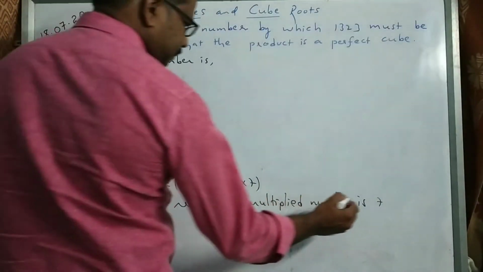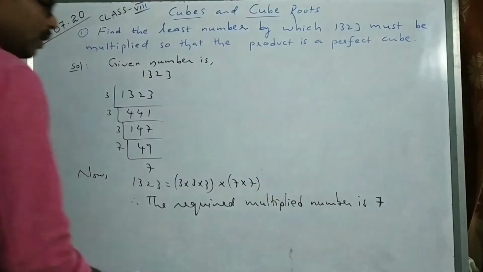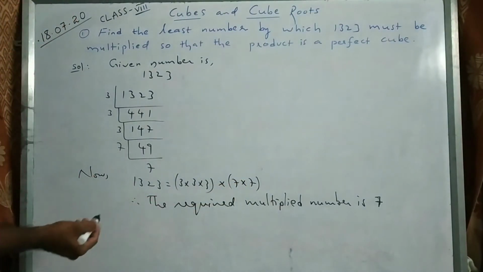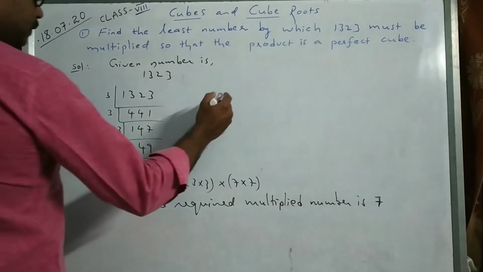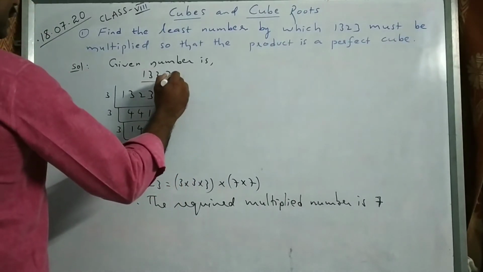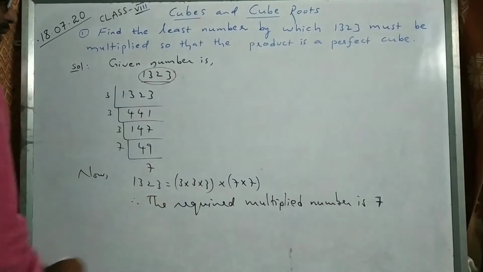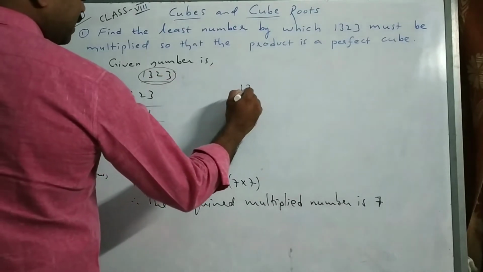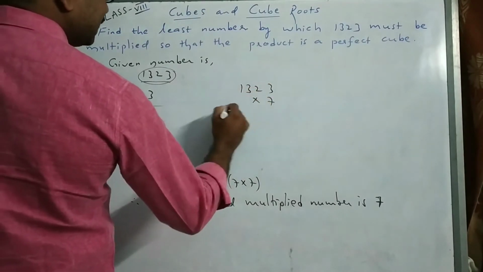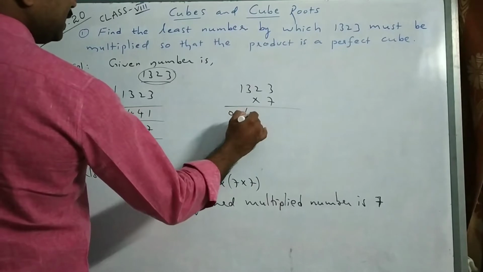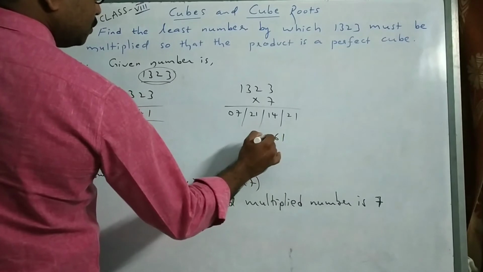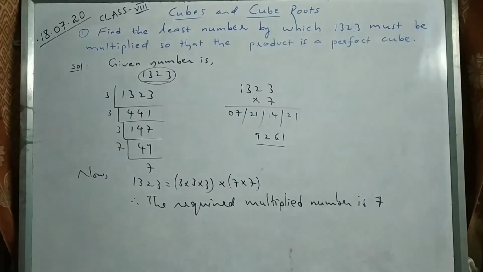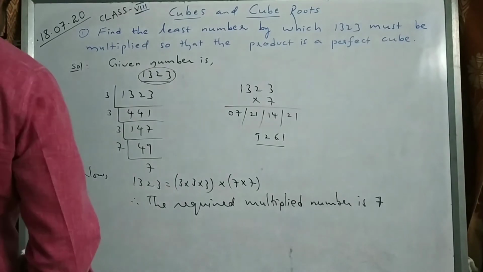That's all. Because one more 7 should be there to make it a triplet. Otherwise, it cannot be a perfect cube. So, the given number should be multiplied by 7 to make it a perfect cube. Look at once: 1323 into 7. 7 1s are 7, 7 3s are 21, 7 2s are 14, 7 3s are 21. 9261 is a perfect cube. Clear? This is the way we do this.